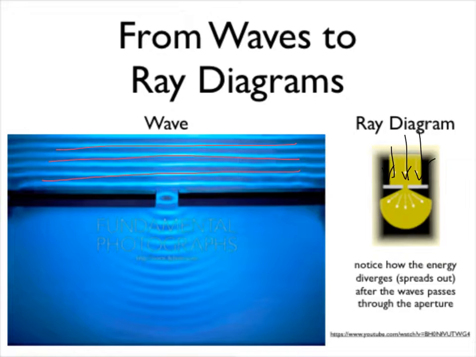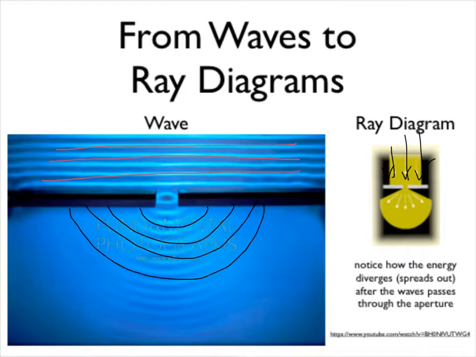And then after the waves have passed through the opening here, you can clearly see now that the crests and the troughs are no longer parallel. Well, they're sort of parallel, but now they're curved. They're not linear. The crests and troughs have now been curved by moving through that barrier. And so over here on the right-hand side, here's our ray diagram. We represent that curving of the waves, or that diffraction of the waves, by fanning out those arrows so that they're no longer parallel.